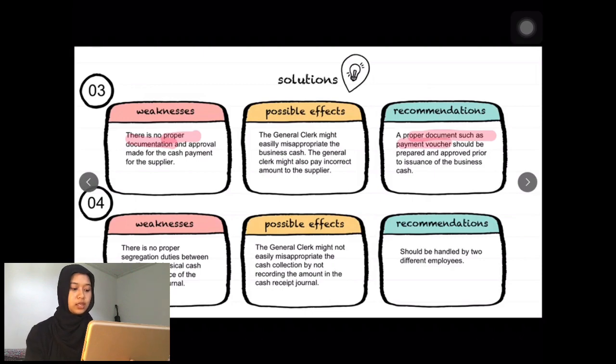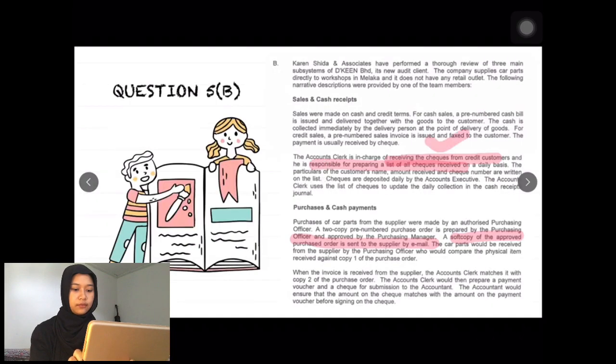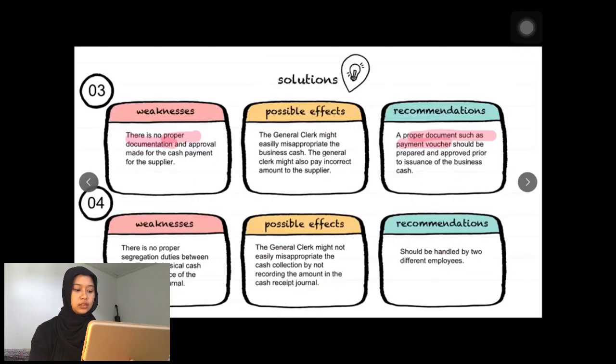And the next one is there is no proper segregation duties between handling of physical cash and maintenance of the cash receipt journal. Maksudnya dekat sini dekat yang ni lah. Okay, dia kata tak ada segregation duties. Maksudnya general clerk ni banyak dia buat semua. Okay, so, macam saya cakap tadi dia buat semua kerja. Mostly semua kerja. Maksudnya dia boleh jadi dia misappropriate the cash collection by not recording the amount in the cash receipt journal.